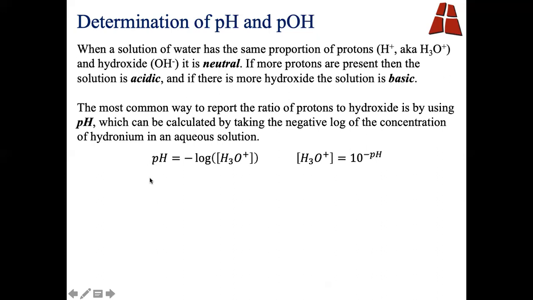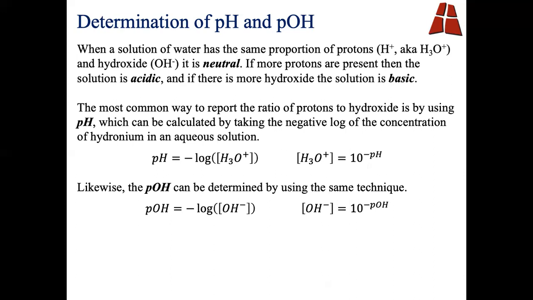Anytime you see a lowercase p, that is shorthand for a math function. P just means take the negative log of. So pH means take the negative log of H+ or H3O+, which are the same thing. So pH is the negative log of the concentration of hydronium. If I gave you the pH and asked you what's the concentration of hydronium, you would do 10 to the negative pH to undo that function.